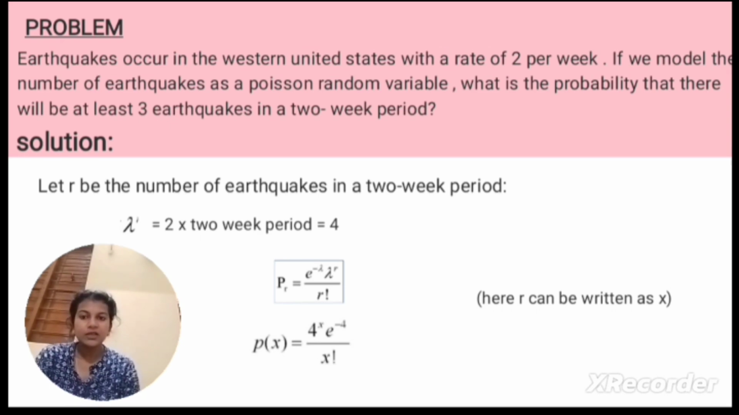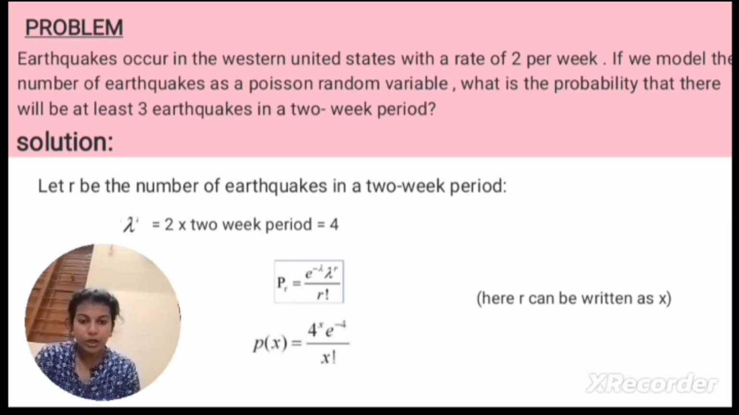Here we are given that earthquakes in the western United States occur at an average rate of 2 per week. The number of earthquakes follows the Poisson distribution, that is, the occurrence of rare events in a fixed time period. Here our aim is to calculate the probability of at least 3 earthquakes occurring in a 2-week period. Let L be the number of earthquakes in a 2-week period. Here lambda is the mean value.